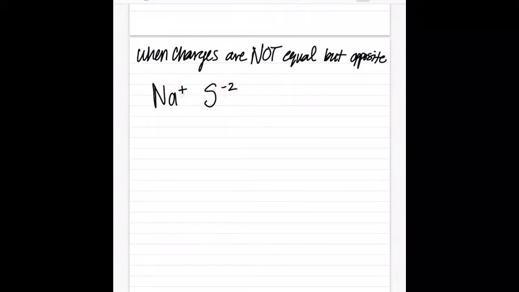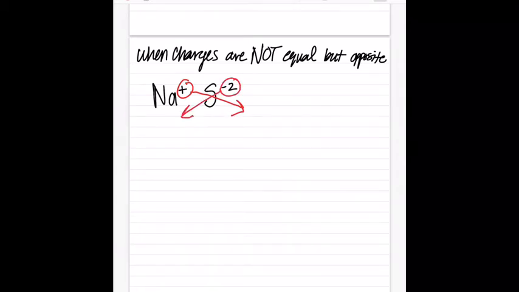But the plus and minus are never written in a compound. Okay, so let's try this. What we're going to do is take this +1 and put it down here, and we're going to take this -2 and put it down here.